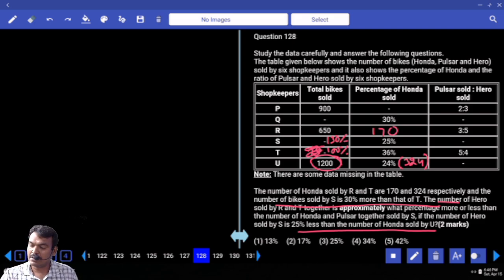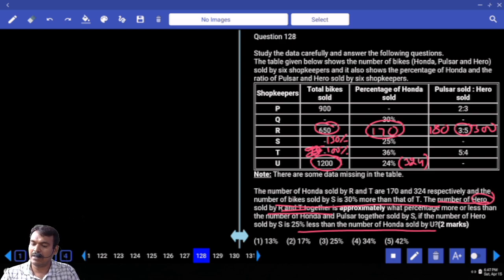What is the next point? The number of Heroes sold by R and T together. What is the Hero value? Out of 650 already 170 completed. What is the remaining value? 480. That 480 is distributed in which ratio? 3:5. 8 parts are 480. What is the 1 part value? 60. 3 parts are 180. 5 parts are 300.